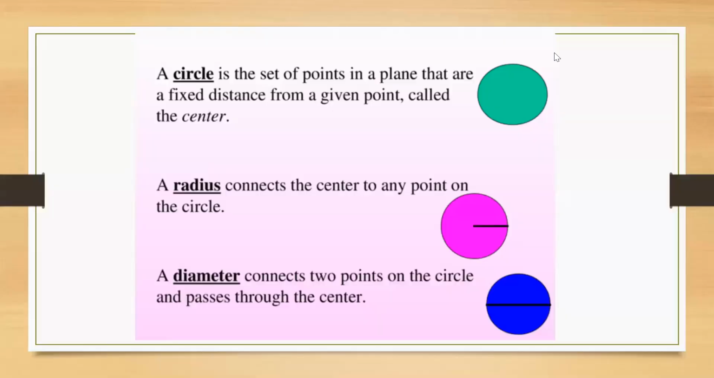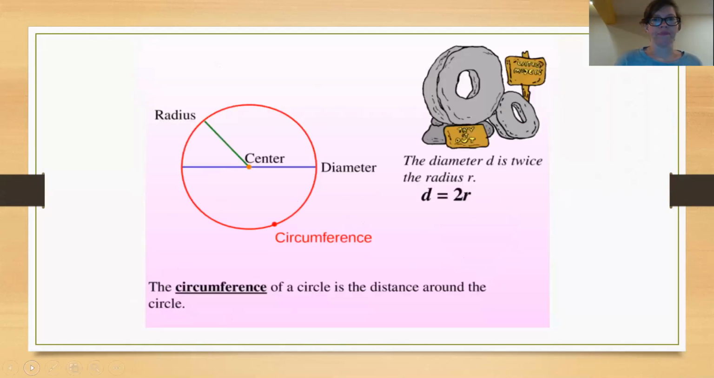Okay, to review, a circle is a set of points in a plane that are a fixed distance from a given point, called the center. A radius connects the center to any point on the circle, and the diameter connects 2 points on the circle as it passes through the center. As we just learned, here you can see, here is your radius, here's your diameter, here's the center of your circle, and the distance around is called the circumference.